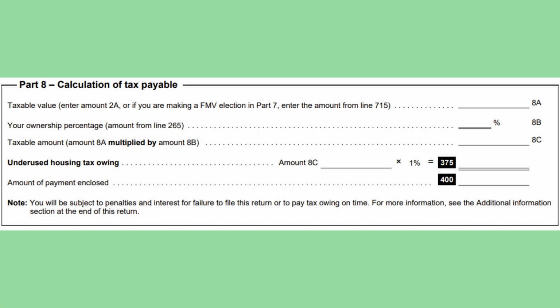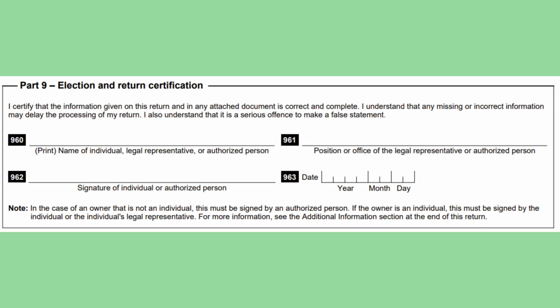You'll need the property's taxable value and your ownership percentage here. Then finally, in Part 9, you will certify the UHT return and fair market value election if applicable. Have a read through your return and print your name. Then sign and date the form. Once you've completed the return, you can mail or fax it to the applicable tax center.